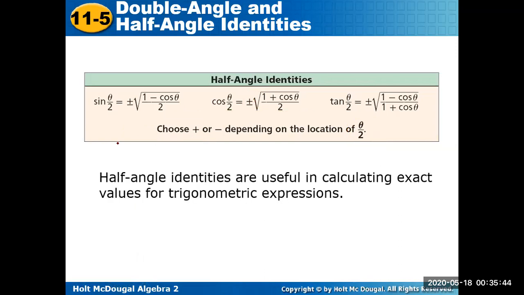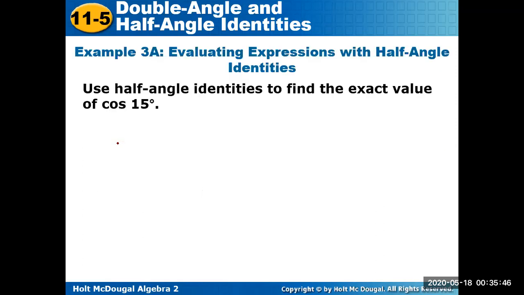Half-angle identities are useful in calculating exact values of trigonometric expressions. So, first question: use half-angle identities to find the exact value of cosine 15. We know that 15 is 30 divided by 2. So cosine 15 basically means cosine of 30 divided by 2. So 30 is our theta, and theta by 2 is our 15.